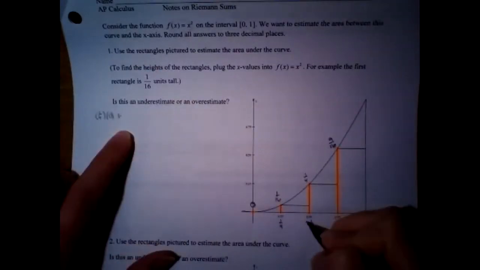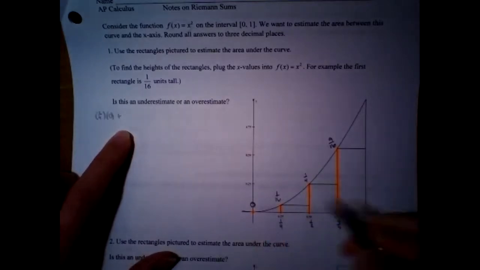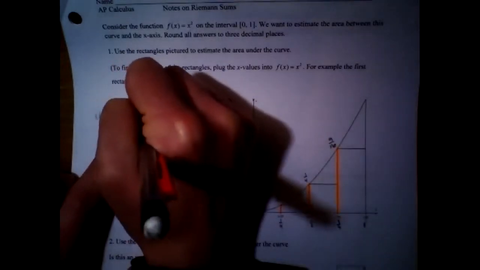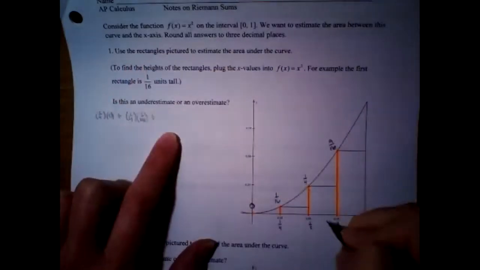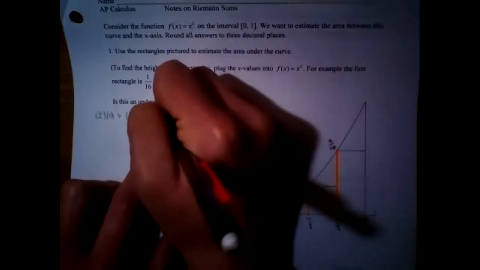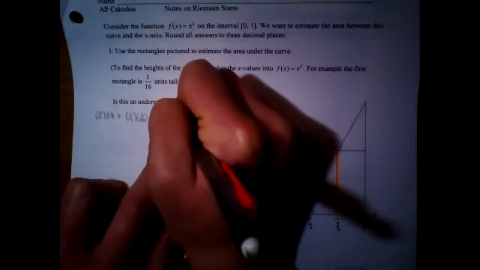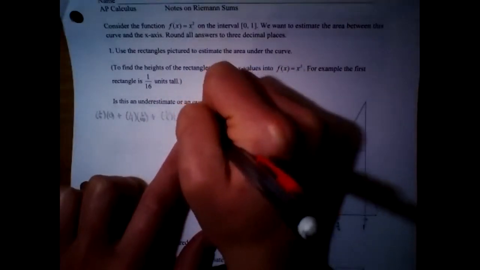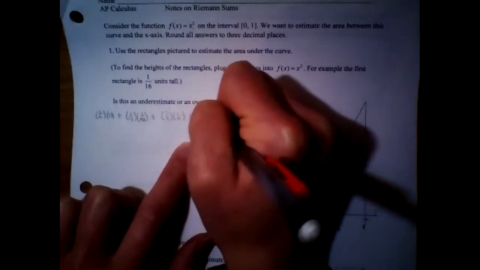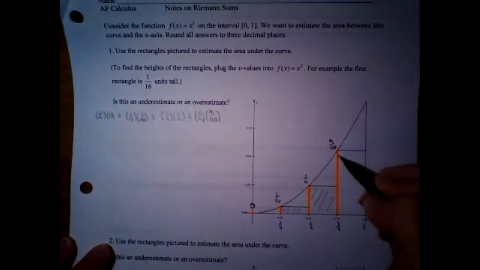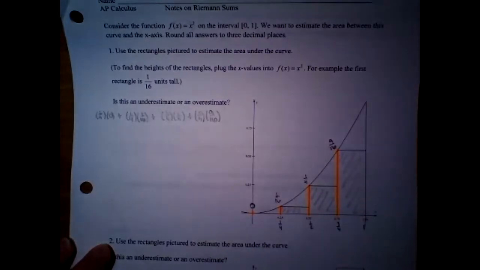And then the next one, again, the base is going to be 1/4 for each of these because it's 4 equal sub-intervals. So this would be a fourth times a 16th for that height. And then the third one, we're finding this area here, this would be a fourth times a fourth. And then the last one is going to be a fourth times 9/16. And so what that's going to do is it's going to give us all of these areas. We're trying to estimate the area under the curve.